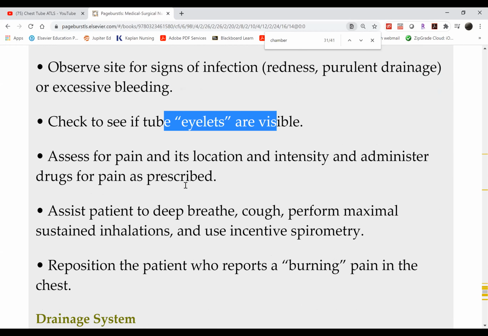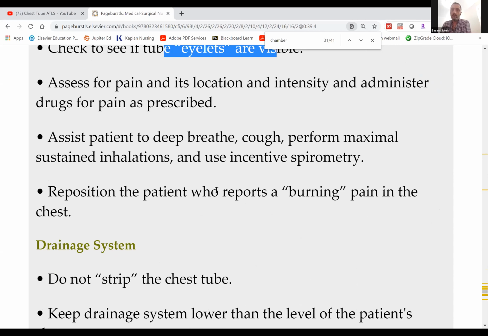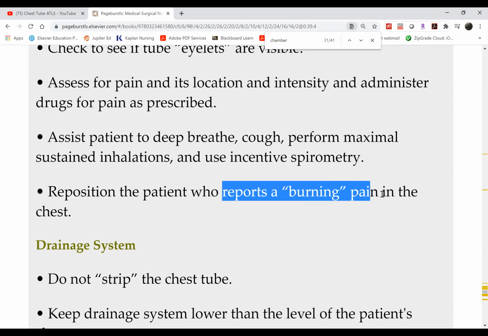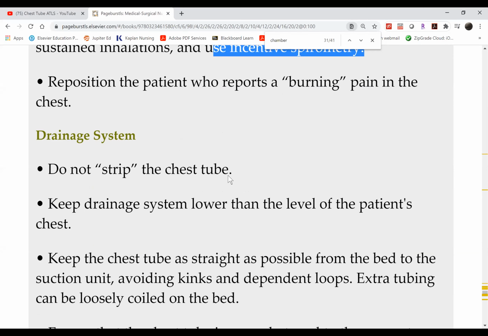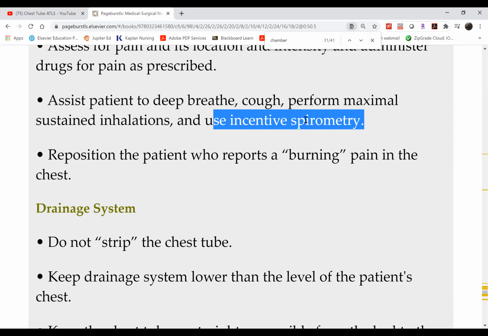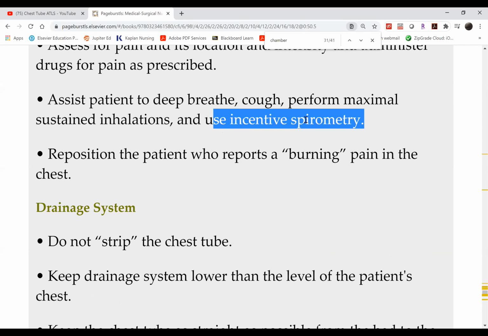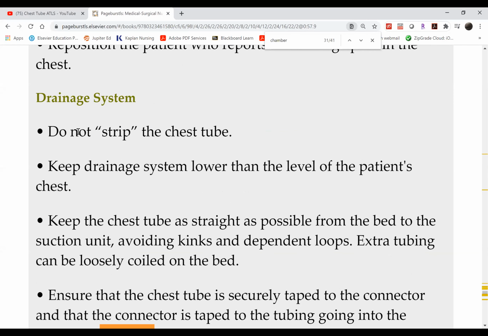Then there's pain. This is common, caused by the tube rubbing against the lung. So just reposition the patient and administer pain medication. Some patients may be on a PCA if it's continuous. Again, like any other respiratory patient, you give them an incentive spirometer and have them ambulate; don't keep them in bed.